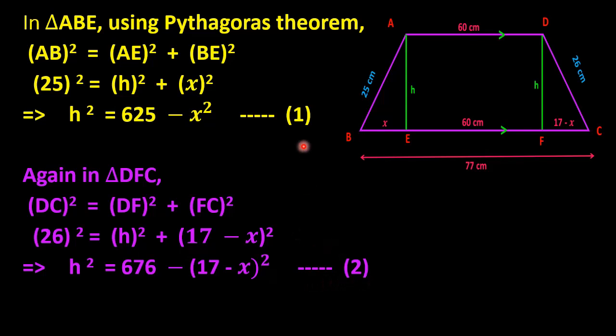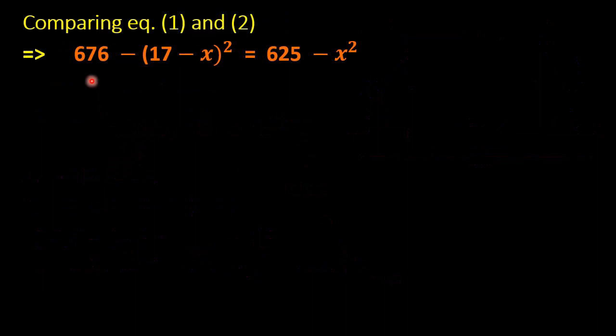Now we compare equation number 1 and 2. In both the equations, on the left hand side we have h square. So we equate the right hand side of equation number 1 and 2. Then it is 676 minus (17 minus x) whole square, which is the right hand side of equation number 2, equals 625 minus x square, which is the right hand side of equation number 1.